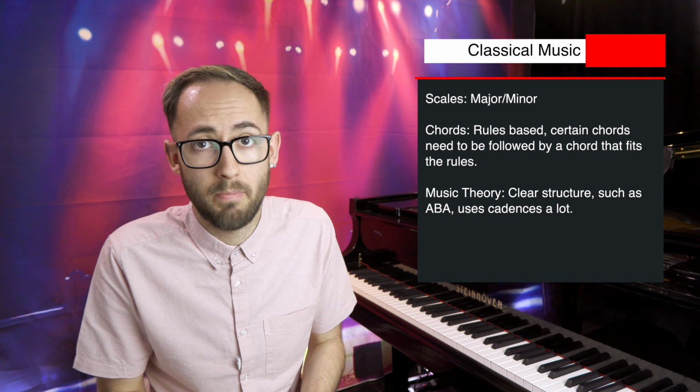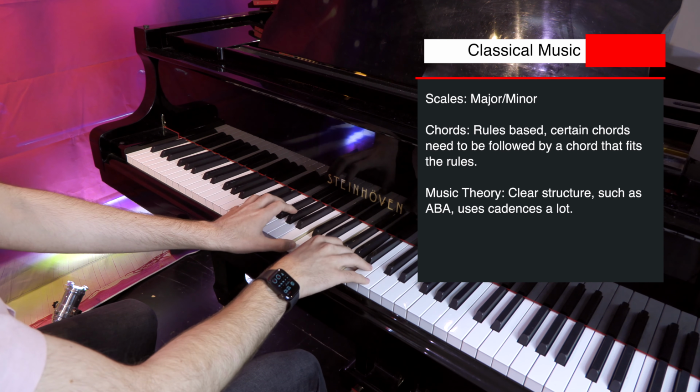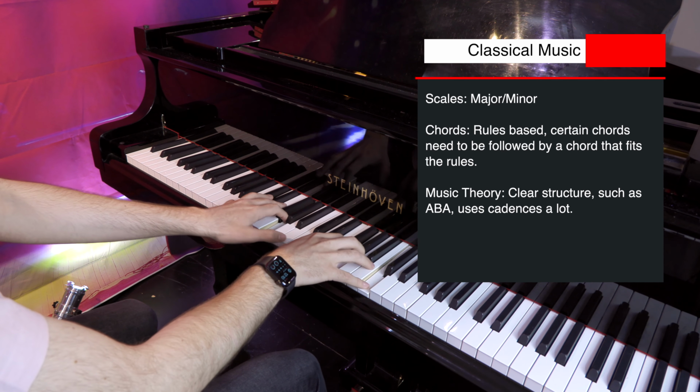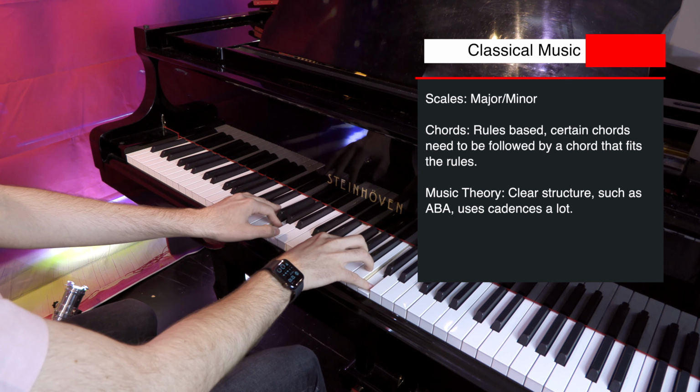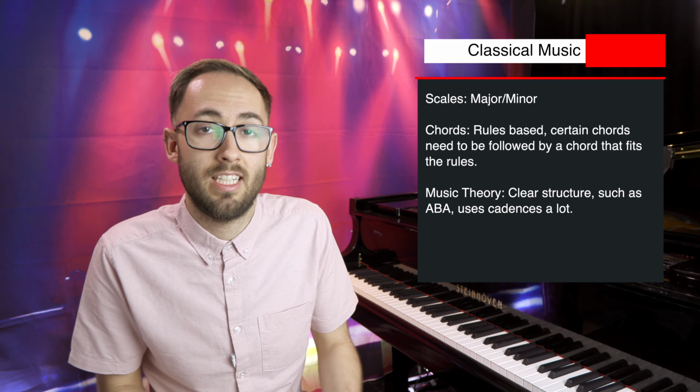And finally, classical music uses a lot of minor and major scales. It's very rules based, and it requires much more theory knowledge. On top of this, there are also clear structures. So for example, you might have an A-B-A structure, which is where you have one theme, then a different theme, and then it returns to the first theme. Classical music is usually not the one that you would go to in order to improvise. However, it's good to know what happens in classical music, because then you can use this in your improvisation.